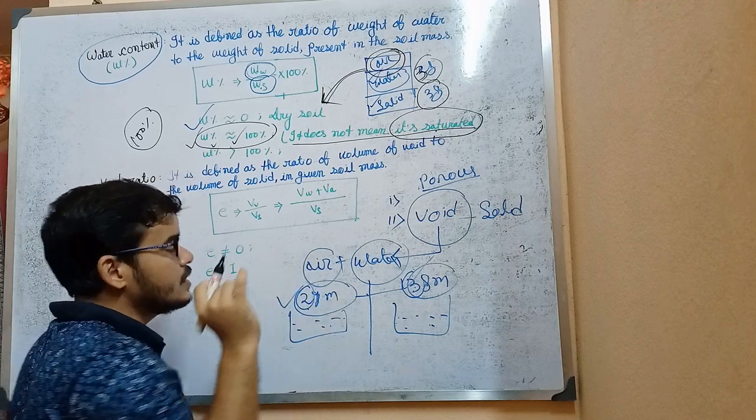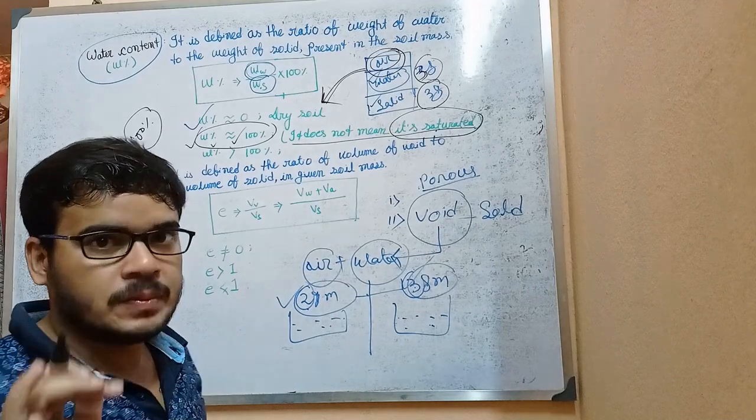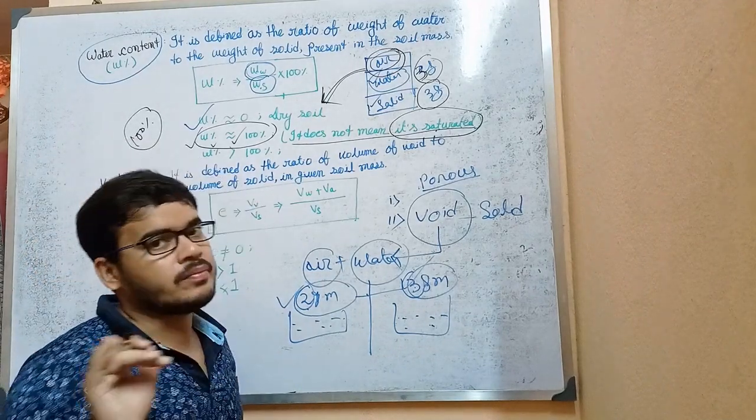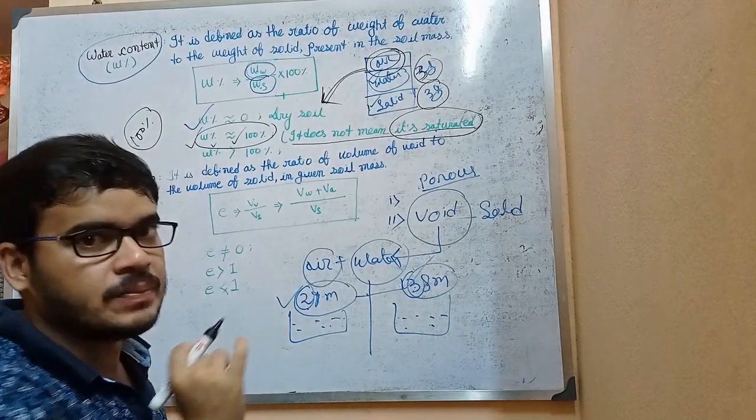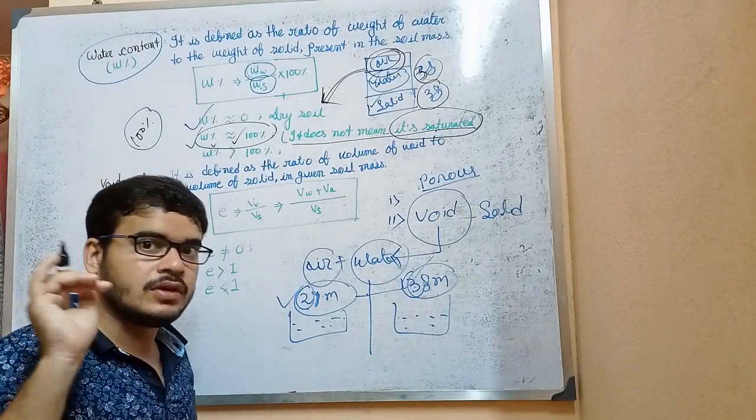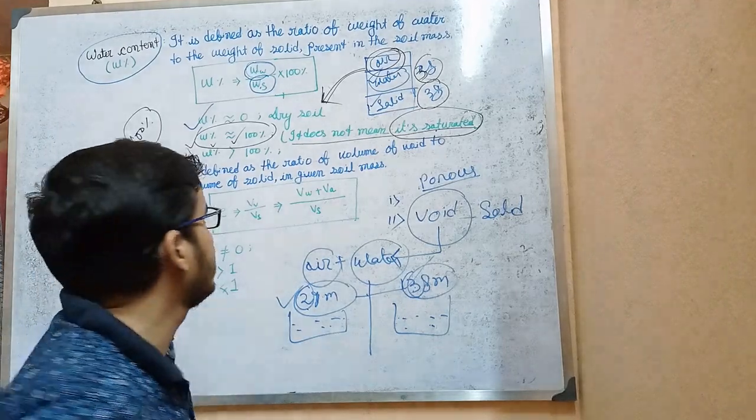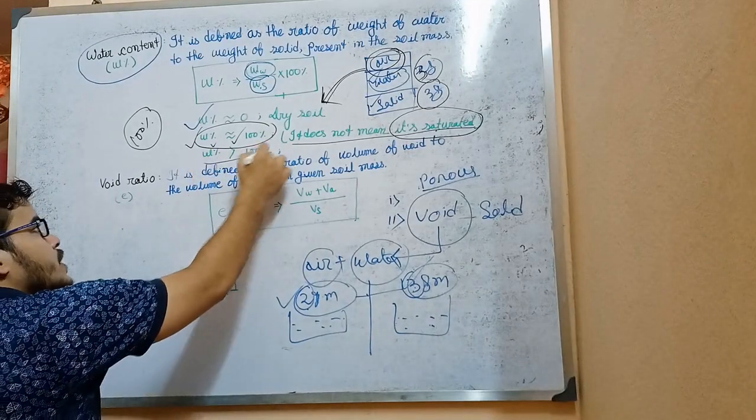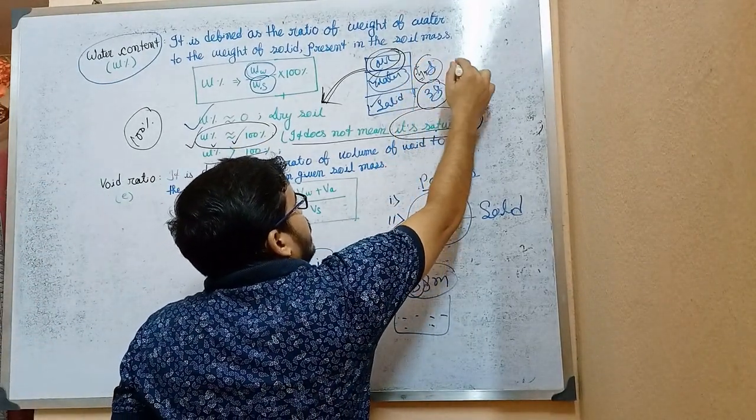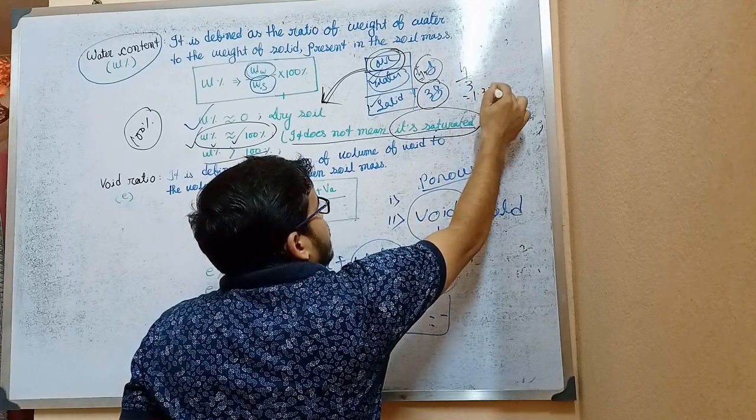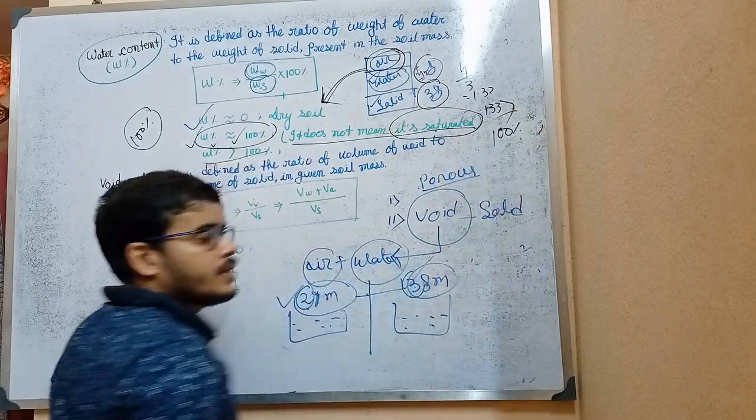Just remember one thing. If water content is 100%, air may or may not be present there. You can't tell by seeing a 100% water content that it is fully saturated, meaning there is only water and no air. Now, water content may be greater than 100%. It may be 4 gram, then 4 by 3 is 1.33, that is 133%, greater than 100%.